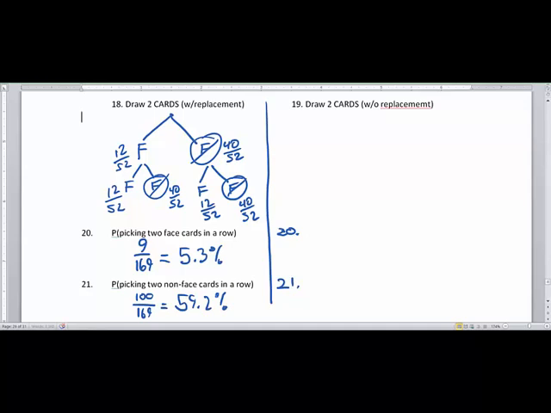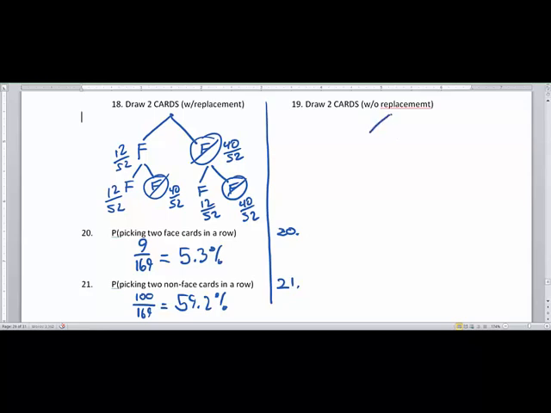So you can see that the chances of you getting 2 aces, 2 kings, 2 queens is going to be a lot less likely than getting 2 face cards in a row, which is important to know in Texas Hold'em. So now let's do the same thing with 2 cards without replacement.